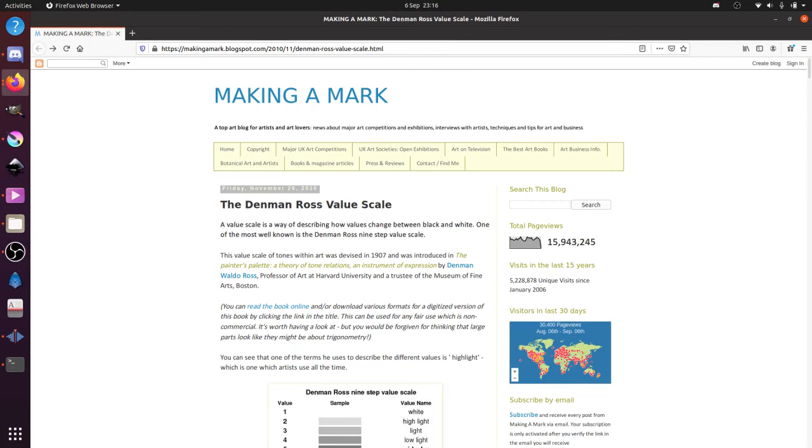This is a website called makingamark.blogspot.com that talks about the Denman-Ross value scale, which talks about that exact same concept from a book, and it was devised originally in 1907. It was introduced in The Painter's Palette, A Theory of Tone Relations and Instruments of Expression by Denman Waldo Ross. This predates Dunn's work by approximately 113 years.